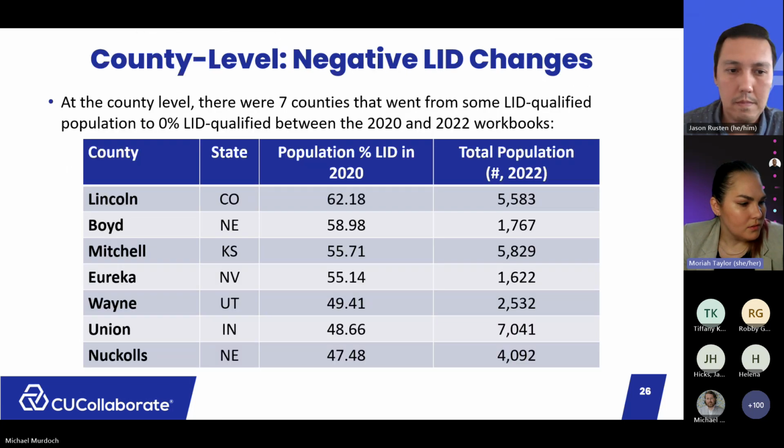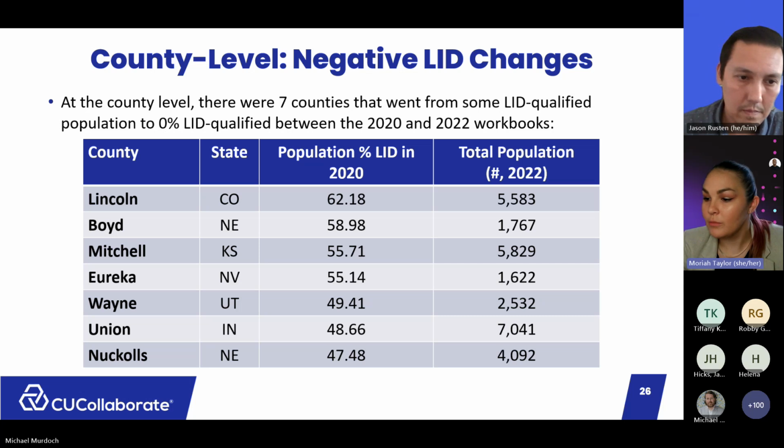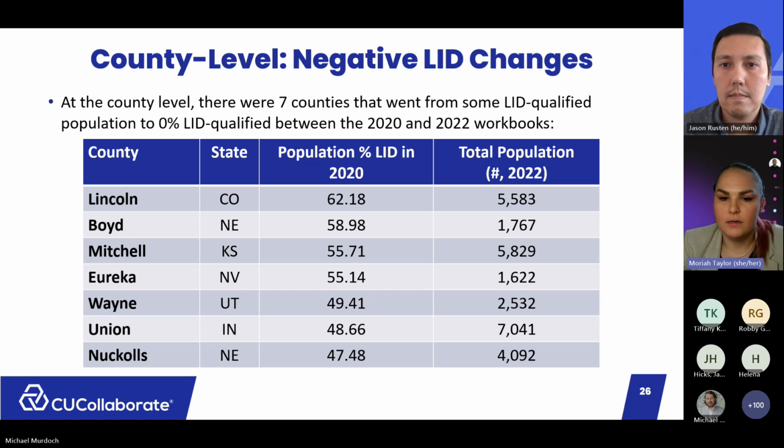And then next, we're going to discuss some county level changes. I'm going to start with negative changes, which were a few, but this table shows that there were 7 counties that went from some LID qualified to 0% LID qualified. All of them are pretty small counties, so overall not a huge change in the number of people that are now not LID qualifying, but it is interesting to see that before, for example, in Lincoln County, Colorado, you had in 2020 62% of the population which qualified, and now 0%.